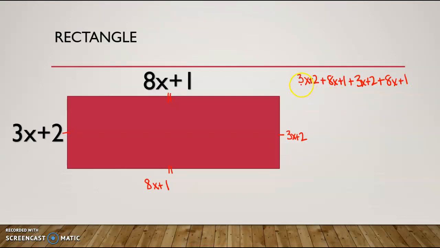Now I want to combine all my like terms. So everything with an x is a like term. So I have 3x plus 8x plus 3x plus 8x. So that would be 22x. And then I have 2 plus 1 plus 2 plus 1. So 2, 3, 4, 5, 6. 22x plus 6. So this is the expression that represents my perimeter. So I'm going to mark that with a big P.